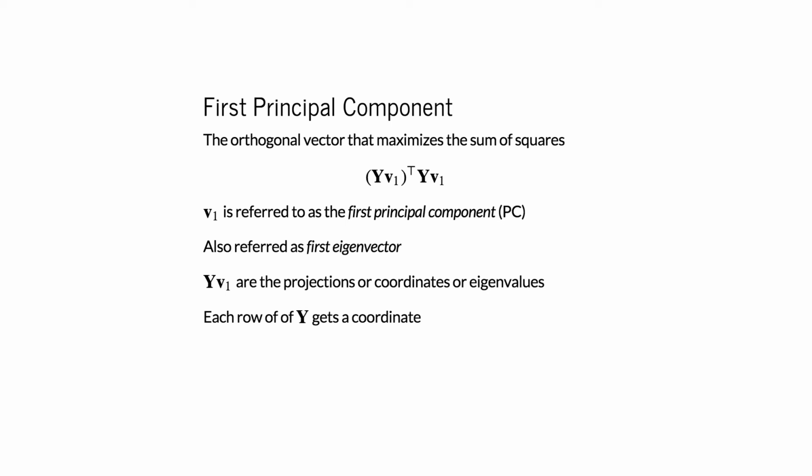That's what this v1 is. It's also called an eigenvector, and then y times v1 are the projection or the coordinates or eigenvalues. These are just mathematical terminology. But know that each row of y gets a coordinate, just one value for each row of y in the example that we've shown.